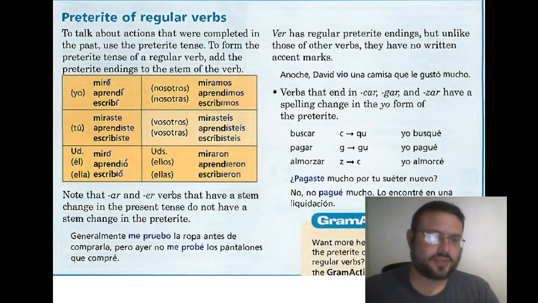So for example, you have mirar. From mirar, you have miré. Yo miré. I looked. And then for ER verbs, you have the í ending. Aprendí. And for the IR, it's the same ending as the ER, of course. So it's escribí, I wrote. Aprendí is I learned. And miré, I looked.